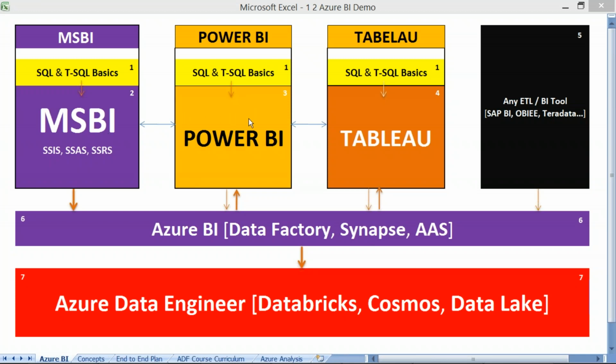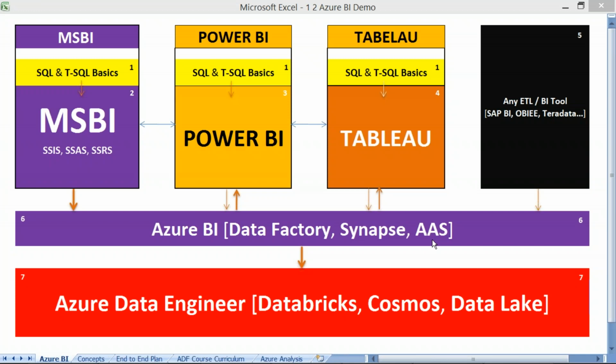However, if you are from a Power BI background, then integration of Power BI, report generation of Power BI with Synapse, report generation and data modeling options with Azure Analysis Services, and the same reporting concepts even for Tableau as well. Tableau reports from Synapse, Tableau reports from Azure Analysis Services. So basically, it depends on the background you are from.